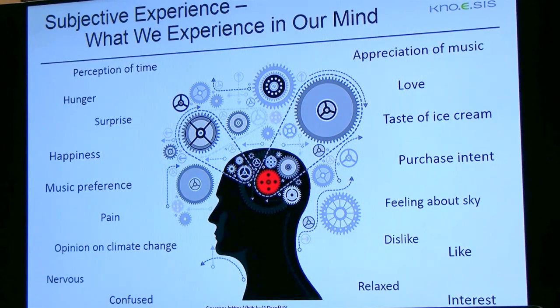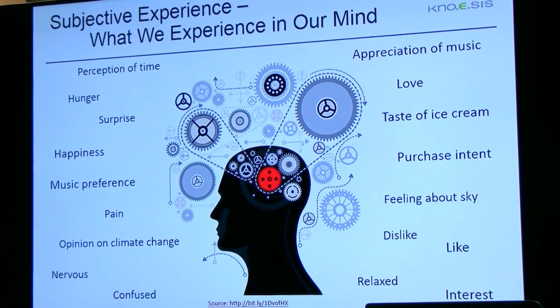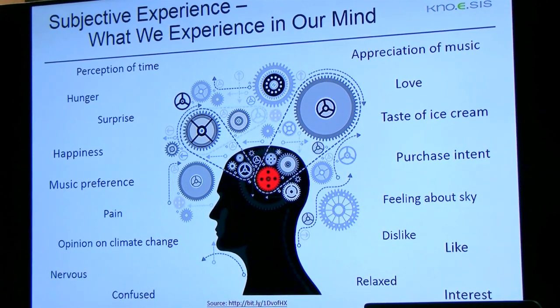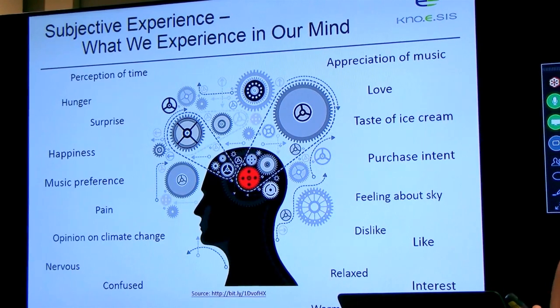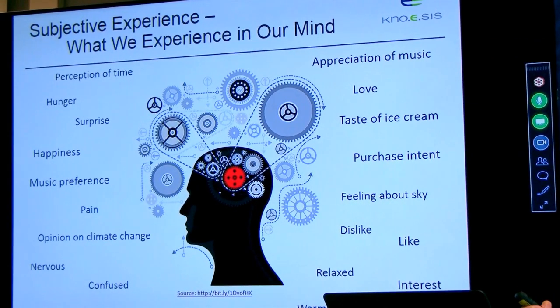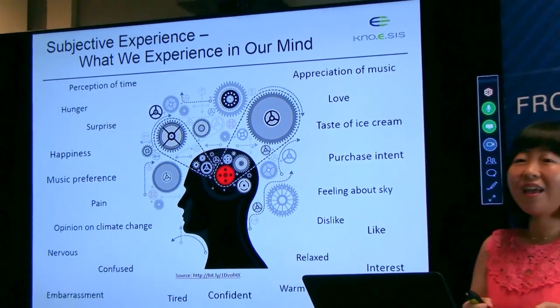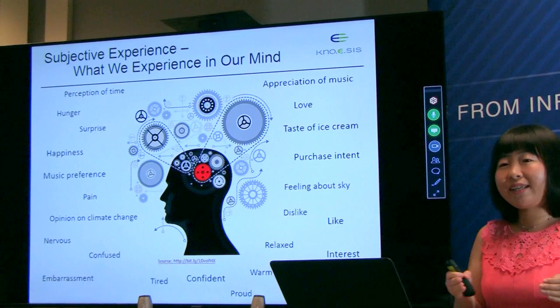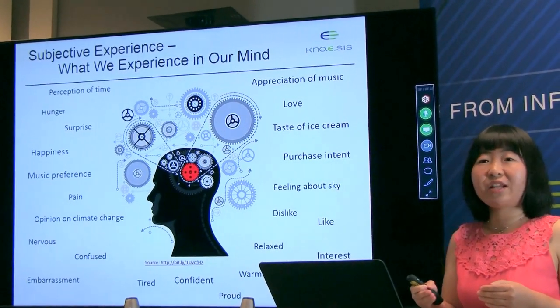In school, we were taught how to differentiate between objective reality and subjective experiences. Subjective experiences are the things that exist in our minds, such as perception of time, music preference, taste of ice cream, feelings about happiness or pain. Accordingly, information can also be divided into two categories, objective information, or facts, and subjective information.